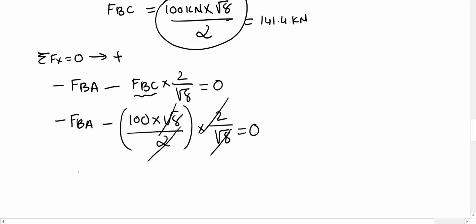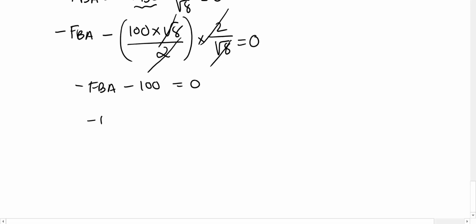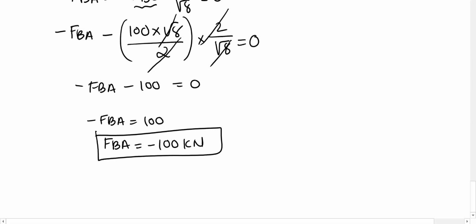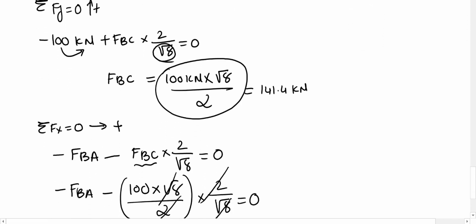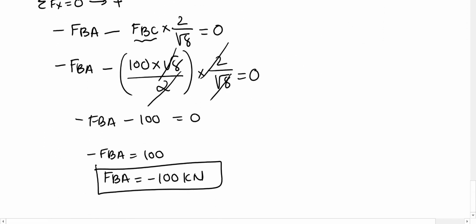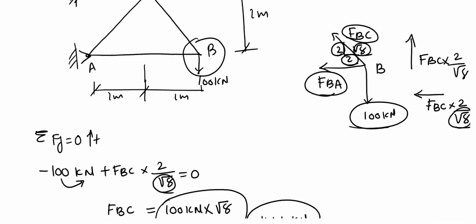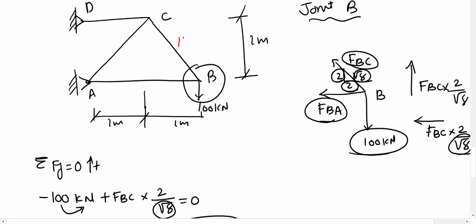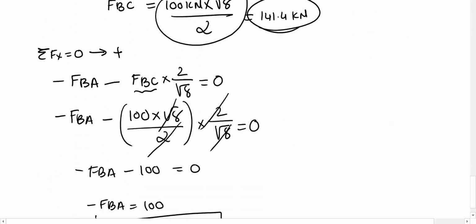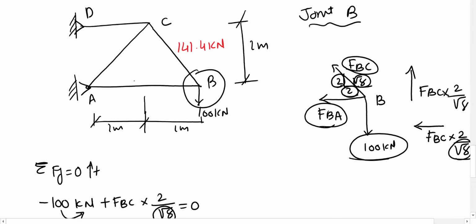We cancel 2 square root 8. So minus FBA plus 100 equal to 0. So minus FBA equal to minus 100, so FBA equal to minus 100 kilonewton. So we found two forces, FBC equal to 141 and FBA 100. So let me put that one here. FBC 141.4 kilonewton positive, and we found minus 100 for FBA. So that is two forces that we found.